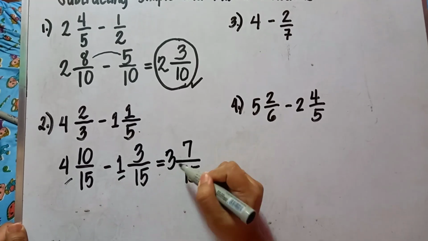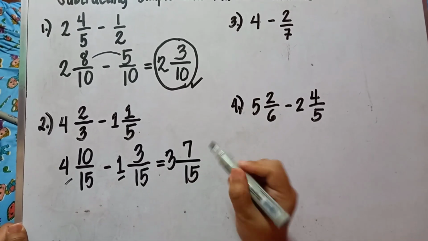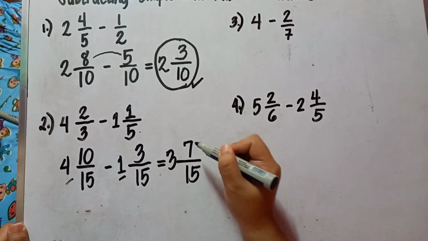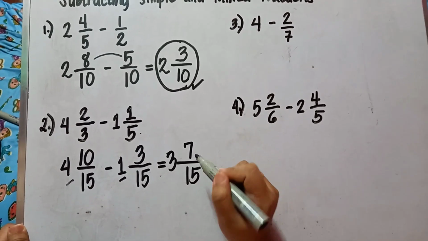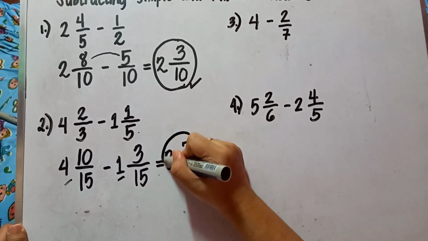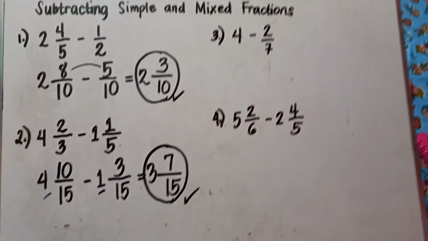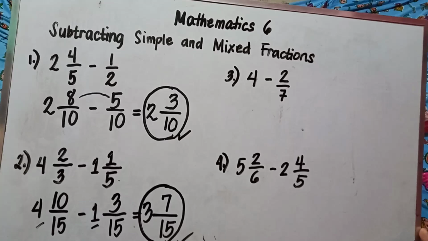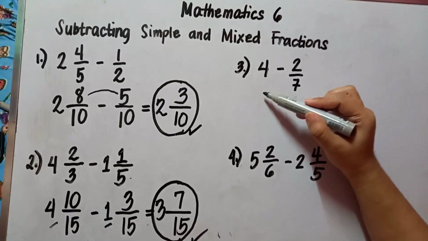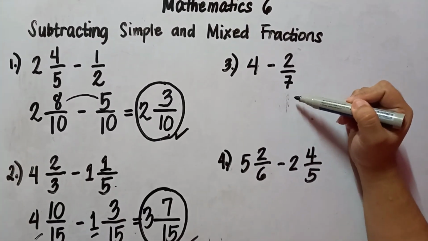Okay? Make sure that the fraction is already in its simplest form. So 7 over 15 is already in its simplest form. So 3 and 7/15 is the final answer. Next, we have here subtracting whole numbers and simple fractions.